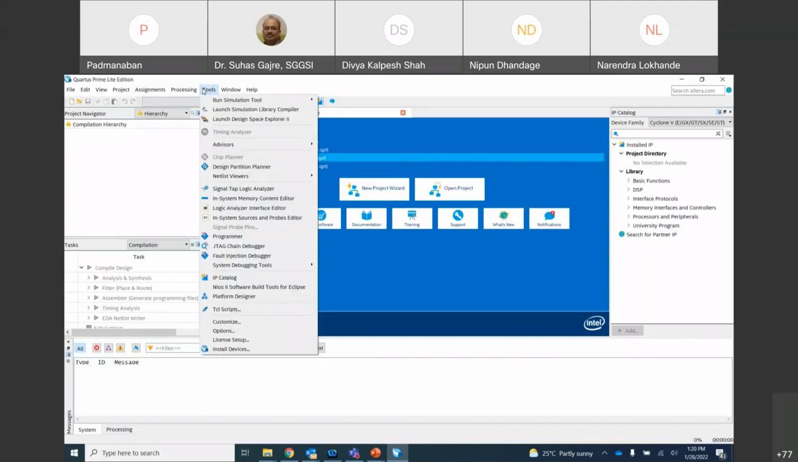You can see the system debug tools, where you have System Console, which is a debug tool. And then we also have the SignalTap Logic Analyzer, and then we also have the In-System Sources and Probes Editor. And then we also have the In-System Memory Content Editor. So these things are available in Quartus. And then on the SoC side, we have ARM DS-5, which is the Design Studio 5 compiler and debugger, which is helpful for us to verify the SoCs also.